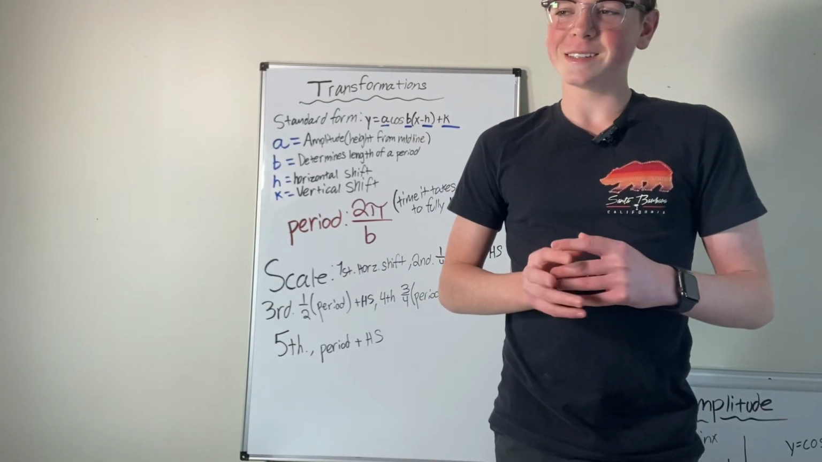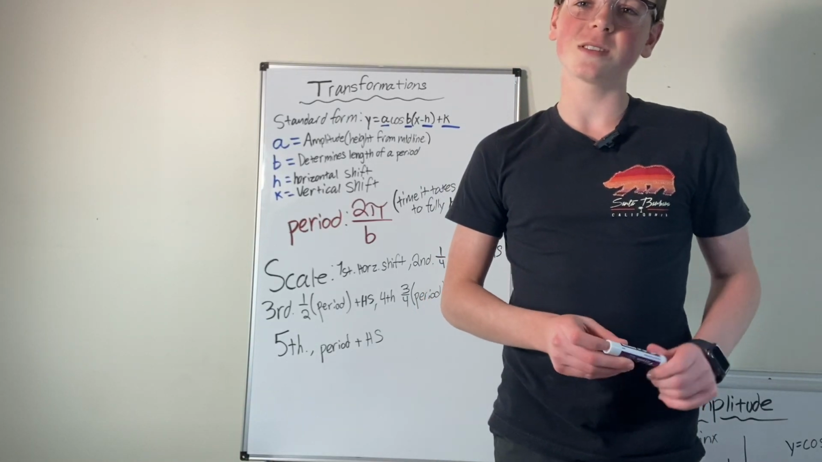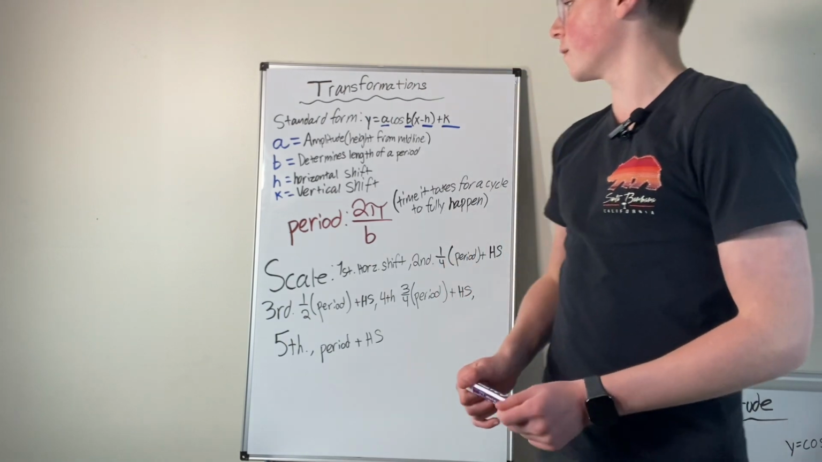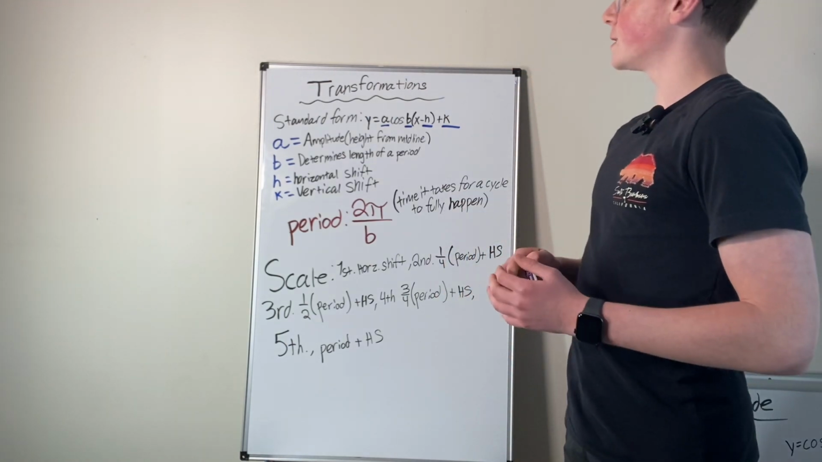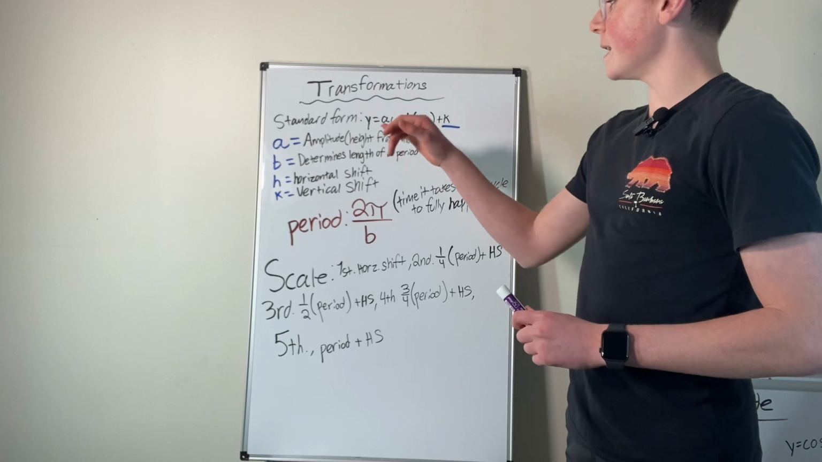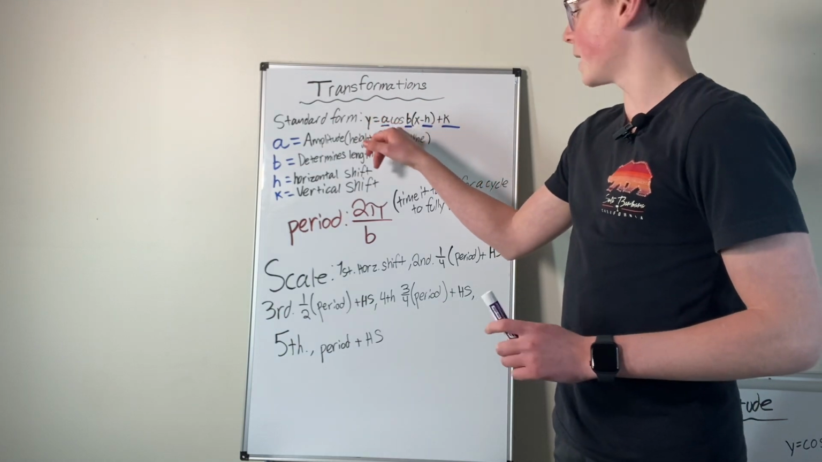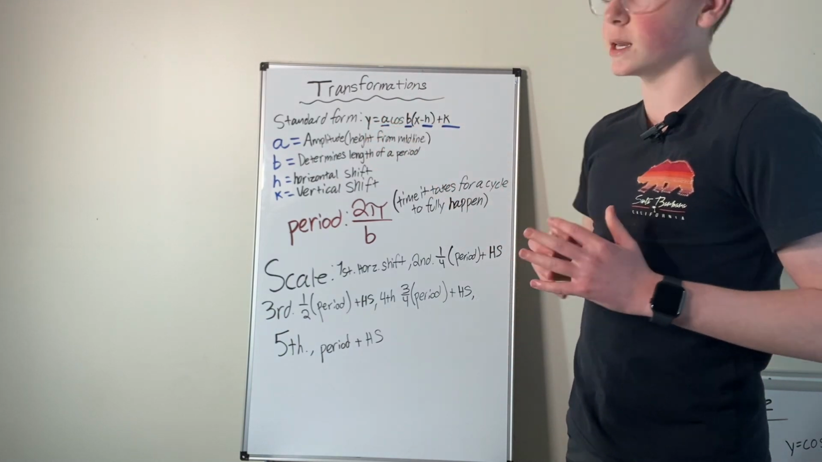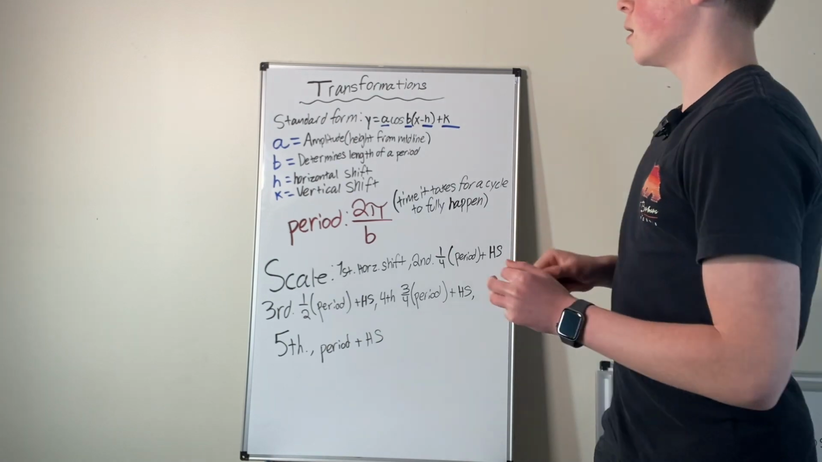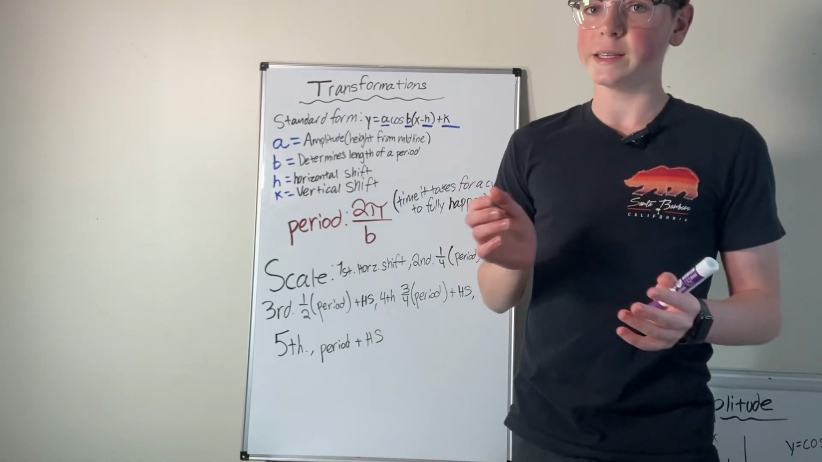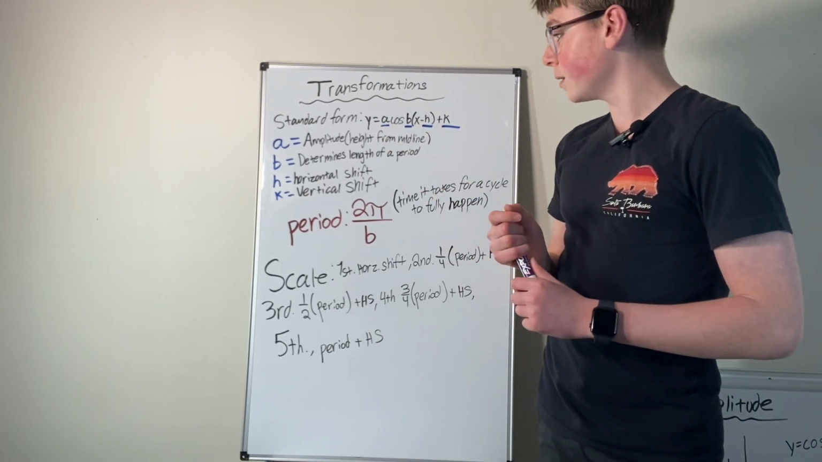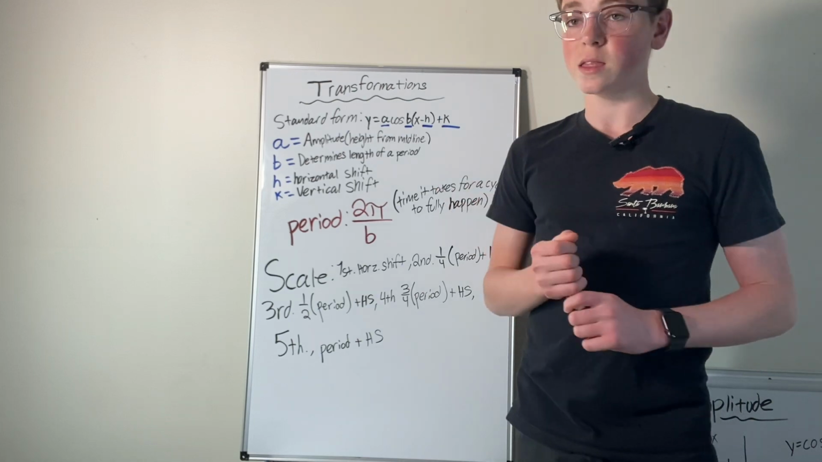I am Xavier Smith, and today I'm going to talk about sine and cosine transformations. So a little overview of them all. Standard form of sine and cosine is y equals a sine or cosine b times x minus h plus k. Our a is our amplitude, which is the height from our midline. Then b determines the length of a period.